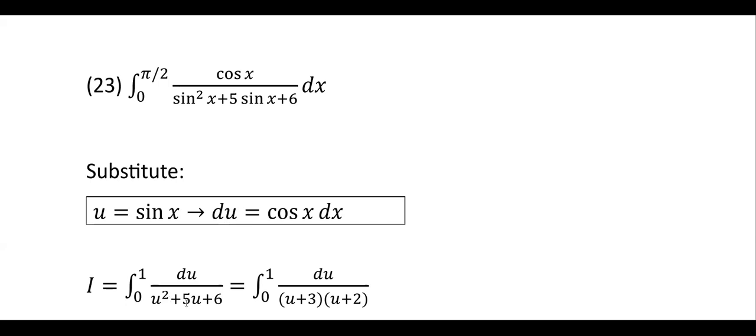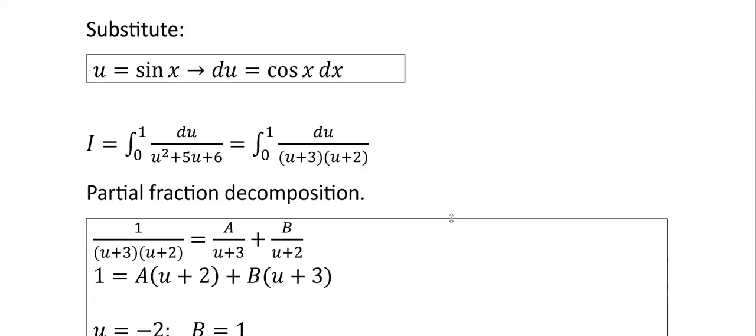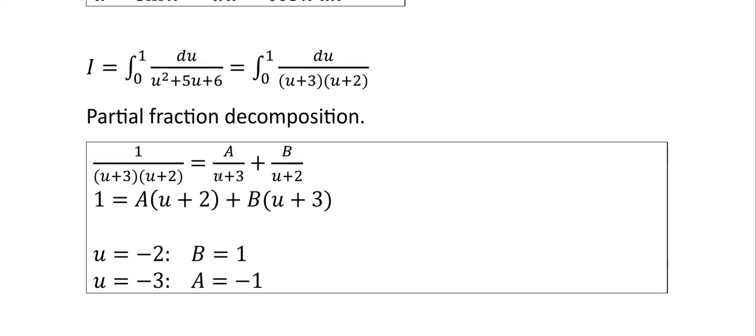Okay, now from here, the bottom is factorable into u plus 3, u plus 2. Hopefully that's a hint to use partial fraction decomposition next. Okay, so I won't go through all the details for the partial fraction decomposition. You can pause the video to check it out. And you can, of course, check out my crash course in partial fraction decomposition video. You would find b equals 1 and a equals minus 1.